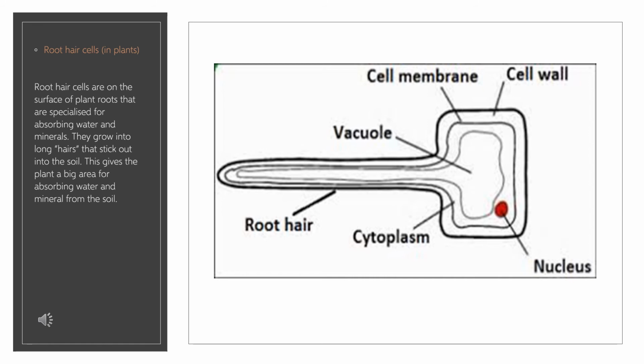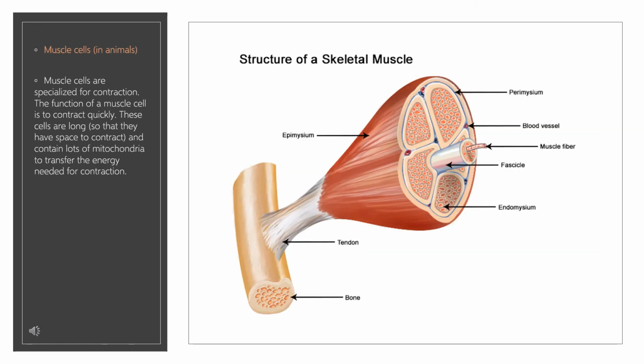So yeah. Okay guys, we now have the muscle cells in an animal. So muscle cells are specialized for contraction. The function of a muscle cell is to contract quickly. These cells are long, so they have space to contract, and contain lots of mitochondria to transfer energy needed for contraction.